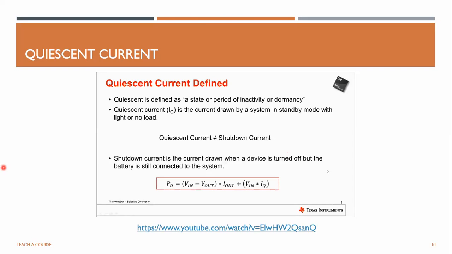The first thing that should be considered is how much power is being dissipated through the LDO when the device is active and how much power is being dissipated when the LDO is in standby mode. The equation below is the power dissipation equation for an LDO. The total dissipated power is equal to the input voltage minus the output voltage multiplied by the output current, plus the input voltage multiplied by the quiescent current.